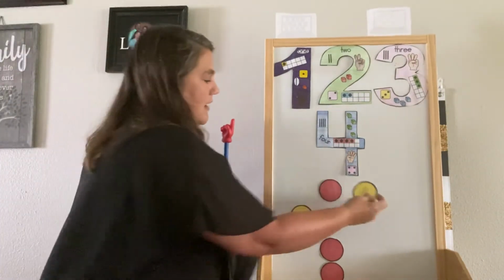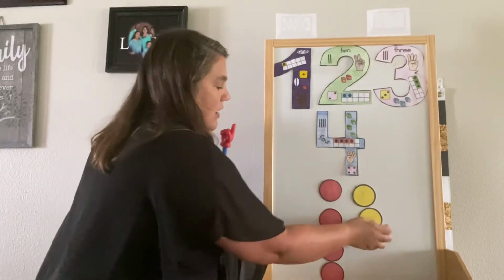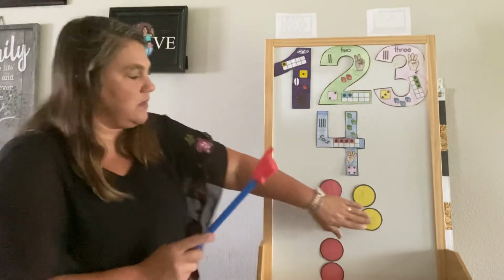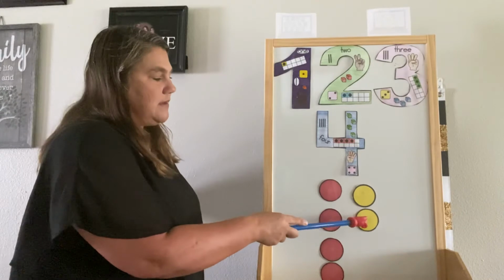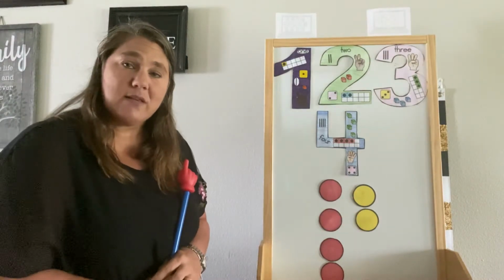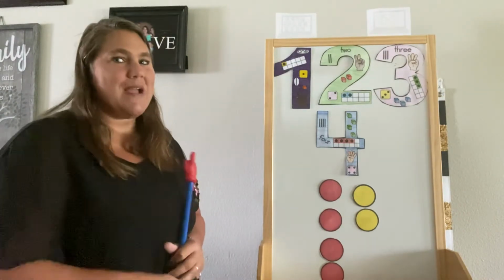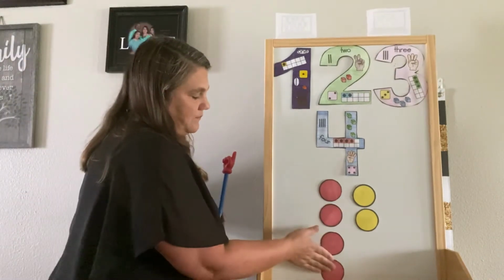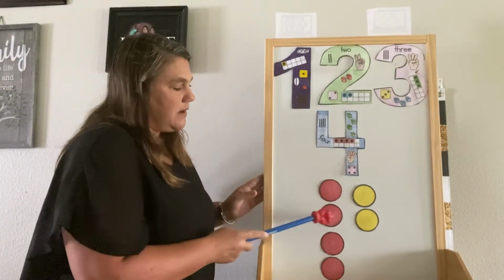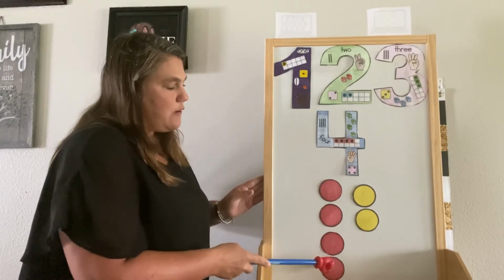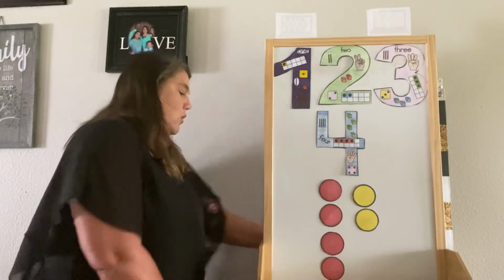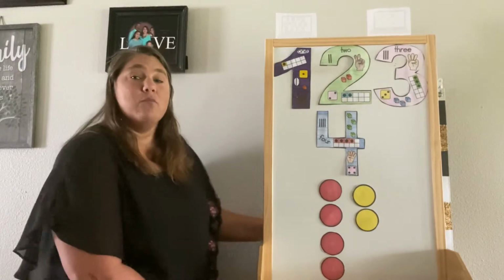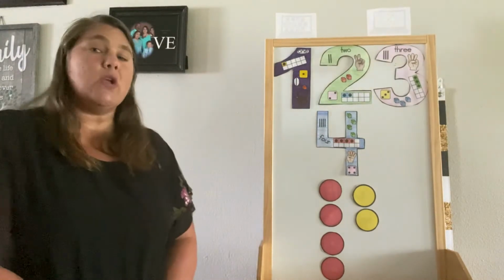We'll check our yellow dots and our red dots. Let's check the yellow ones first. Ready? 1, 2. Did you guess that there was only 2 yellow dots? Great job, friends. Now let's double check our red dots. Ready? 1, 2, 3, 4. Now, the question is, do I have more red dots or yellow dots?